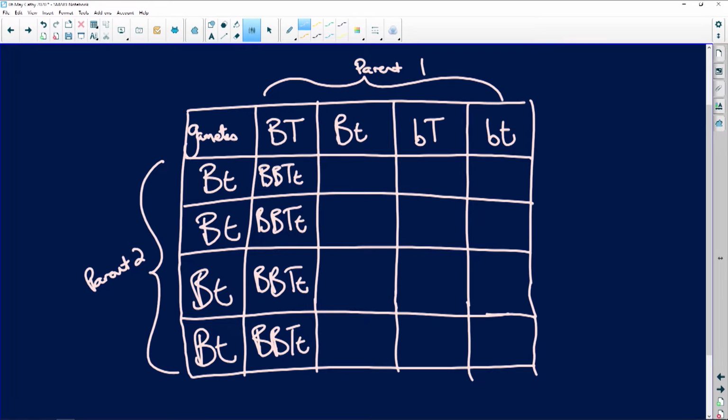Hi guys, welcome back. This is a question sent in by Mandla, and I'm trying to do this table here quickly. If you can just have a look at what I'm doing here. They've said this is parent 1, this is parent 2, these are the gametes, this is our Punnett square.